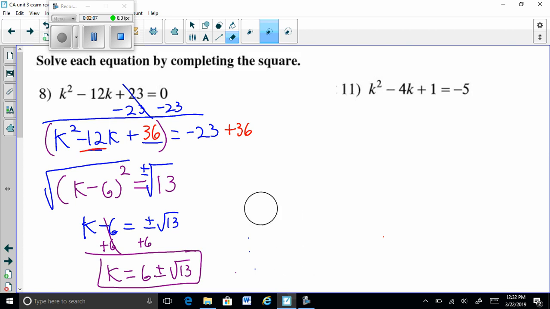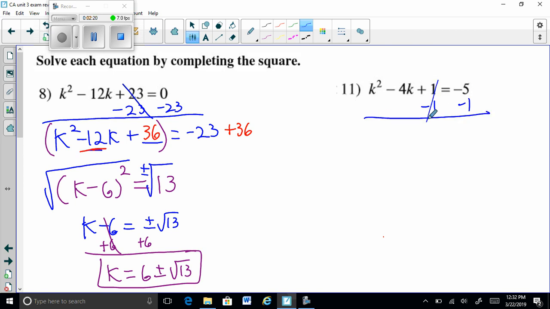All right. We got one more over here. We start out the same way. I'm going to clear this out by subtracting 1 from both sides, so that cancels out. So I get k squared minus 4k plus blank equals negative 6. Now I take half of this and square it, which is a 4. So then I have to add 4 over there also.